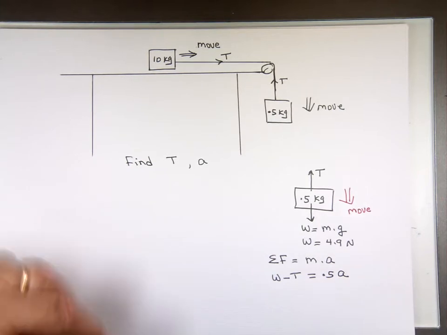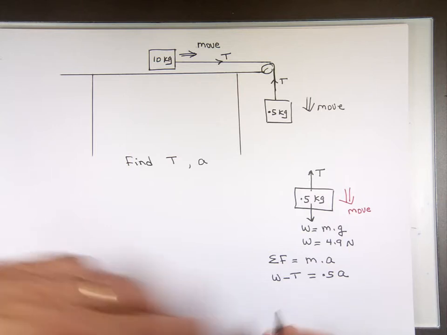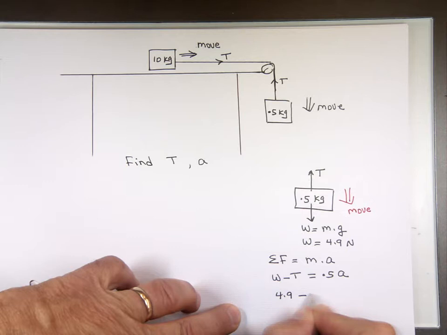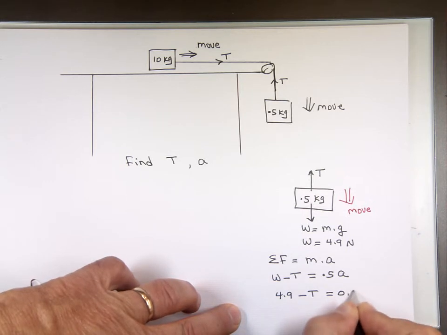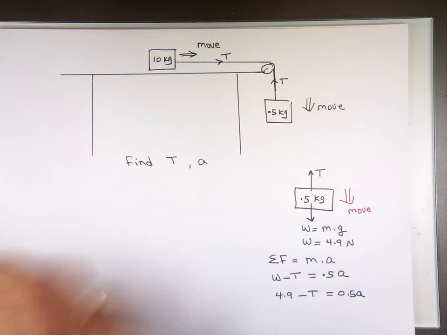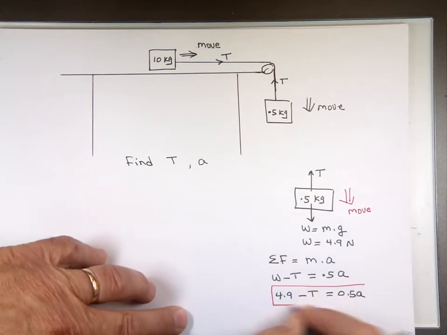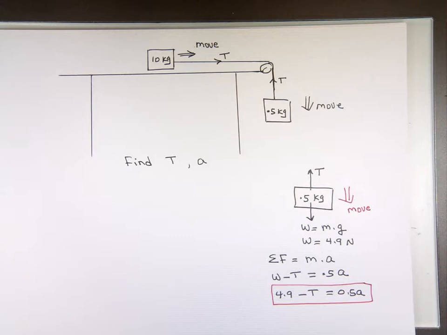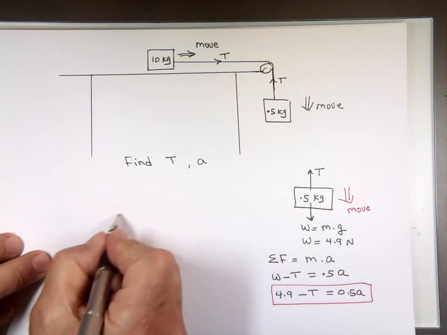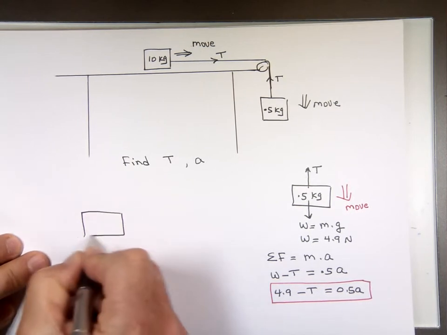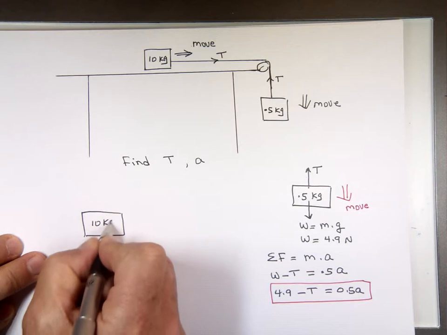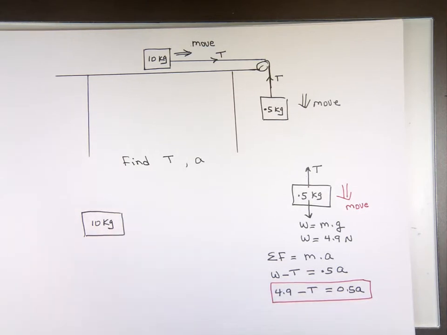Do we know what the weight is? 4.9 minus T equals what? 0.5a. So how many unknowns in this equation? Two. I can't solve it. I need another one. Let's look at that one. The 10 kg. What are the forces on it? All the forces on the 10 kg.